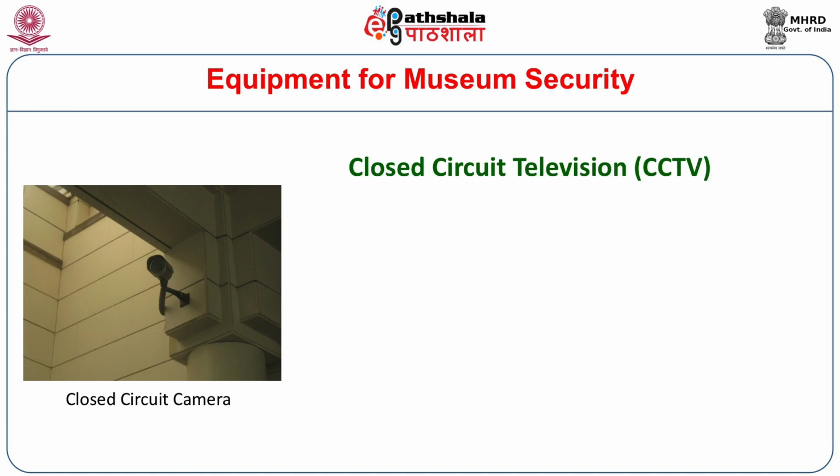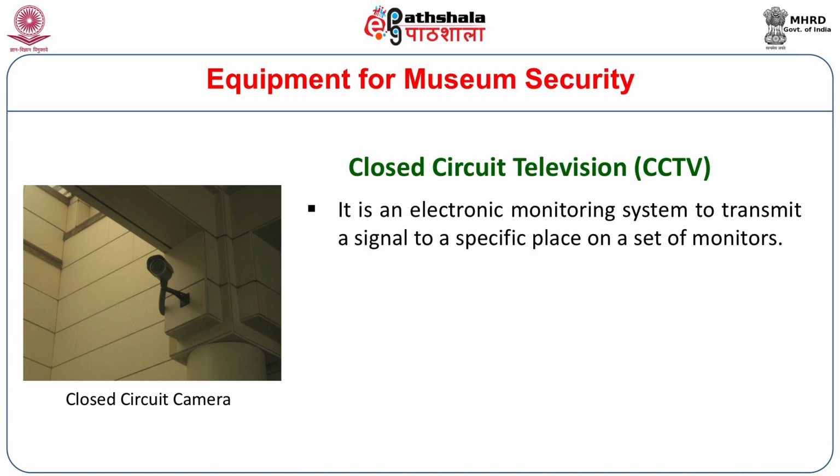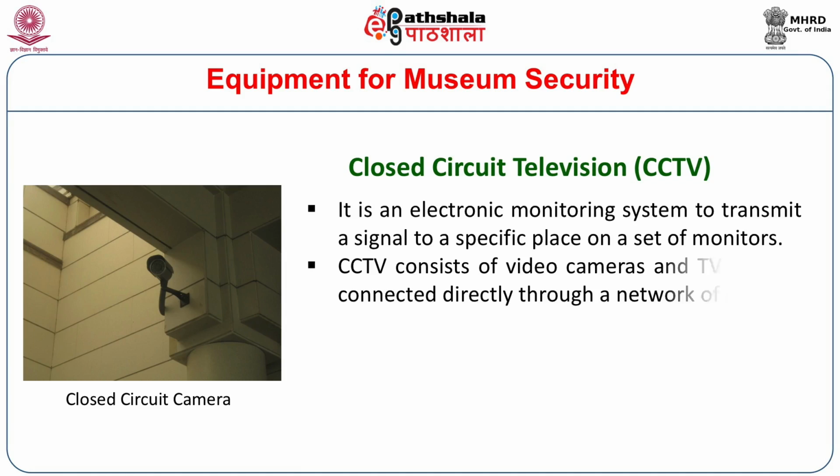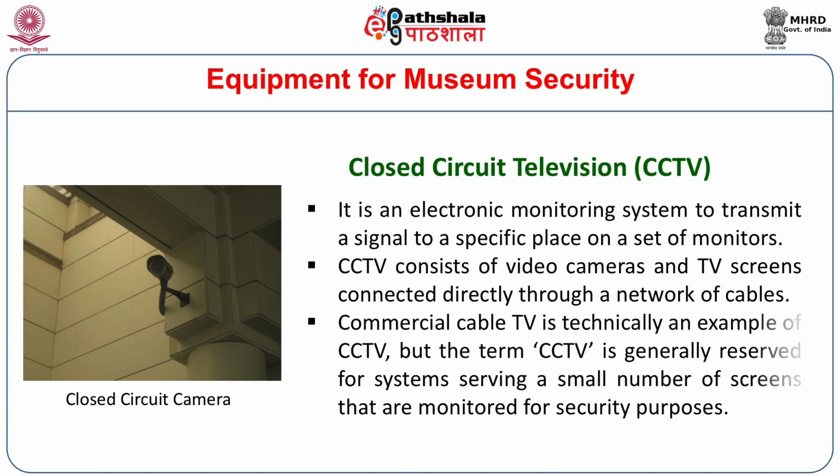So, closed circuit TV or CCTV is now mostly used in most of the museums. It is an electronic monitoring system to transmit a signal to a specific place on a set of monitors. Closed circuit television consists of video cameras and TV screens connected directly through a network of cables. Commercial cable television is technically an example of closed circuit television, but the term CCTV is generally reserved for systems serving a small number of screens that are mostly used for security purposes in a museum.